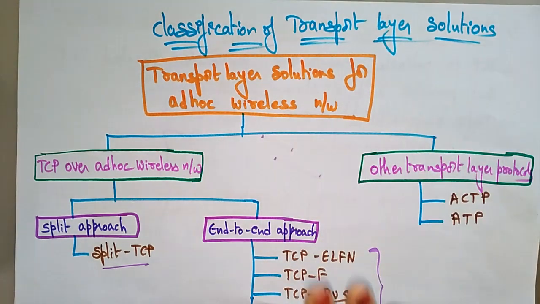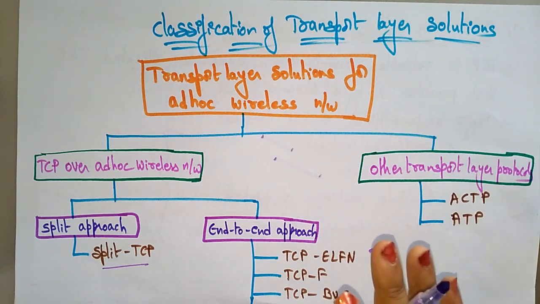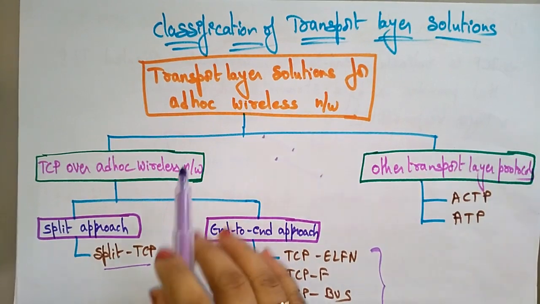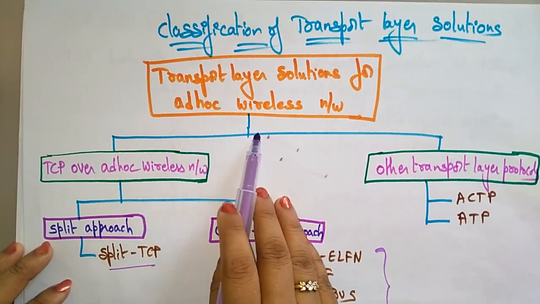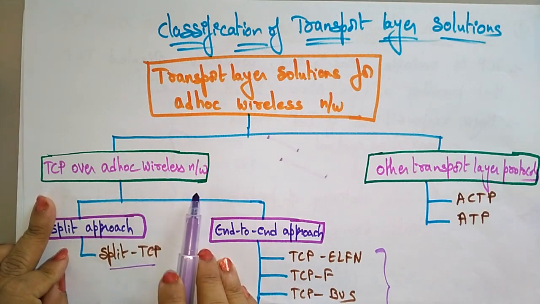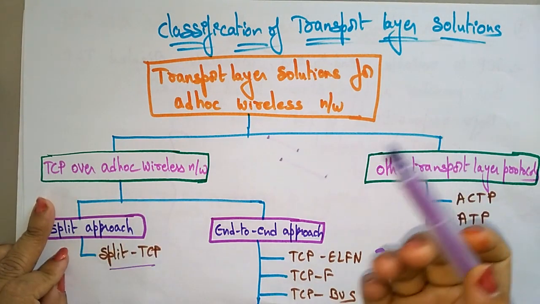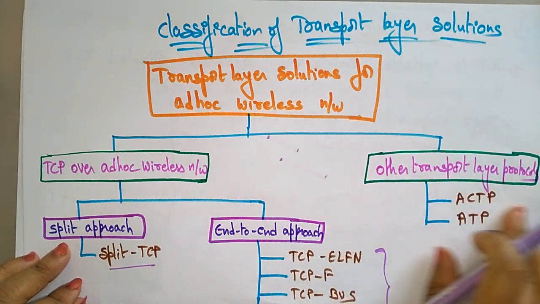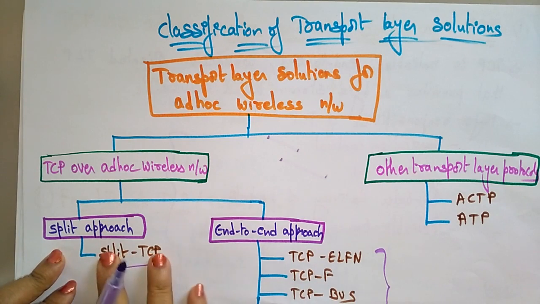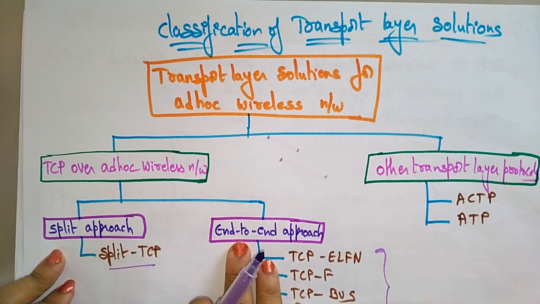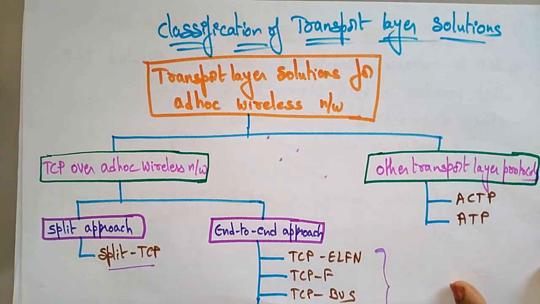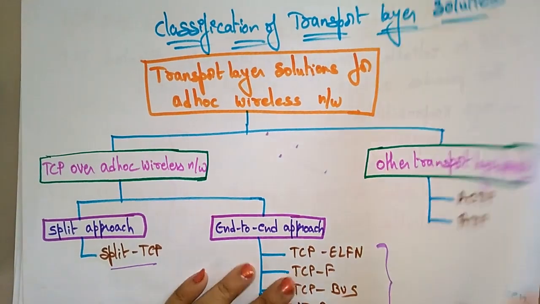Now let's see what are the different protocols that we are using for transport layer solutions for ad hoc wireless networks. The transport layer solution for ad hoc wireless networks is of two types. One is the TCP over ad hoc wireless networks, and the other is other transport layer protocols. The TCP over ad hoc wireless is of two types. One is a split approach and another is an end-to-end approach. And these are all the different examples for that. So now let's discuss each example one by one.